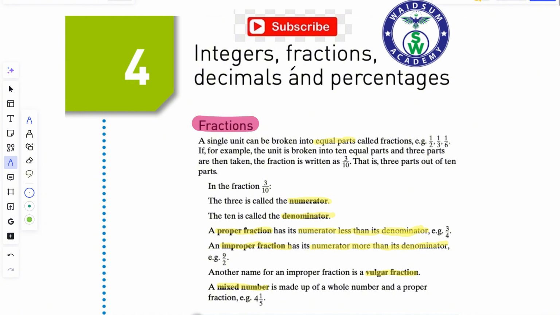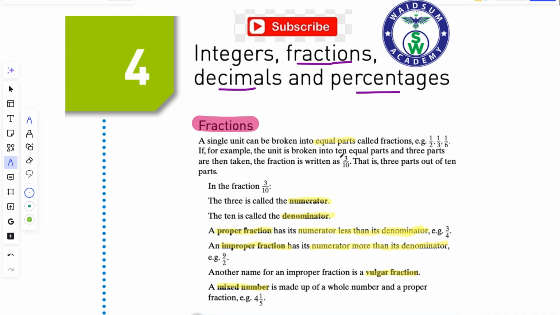We studied integers. Fractions are a part of a whole, something that is not full, but just a part of a whole. A decimal is what we get when we divide the numerator of a fraction by the denominator. Percentages: we multiply whatever we have, either the fraction or the decimal, by 100, and we get a percentage.